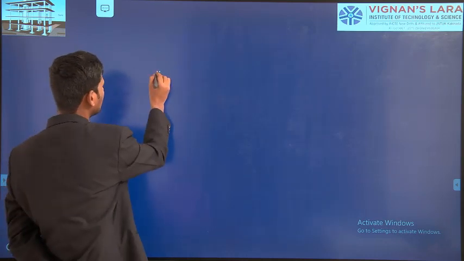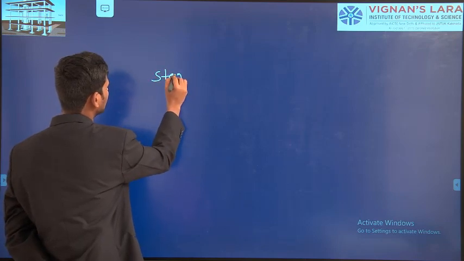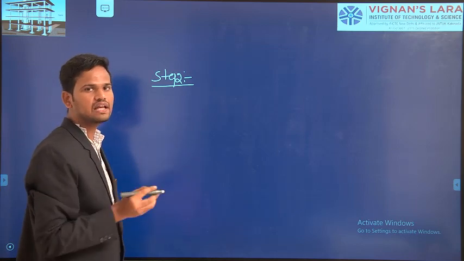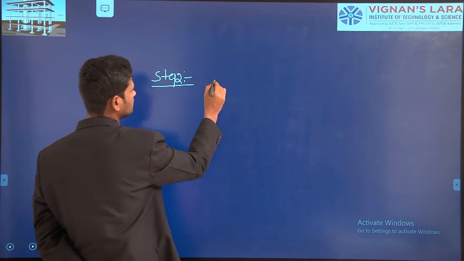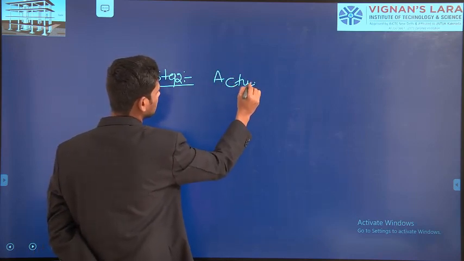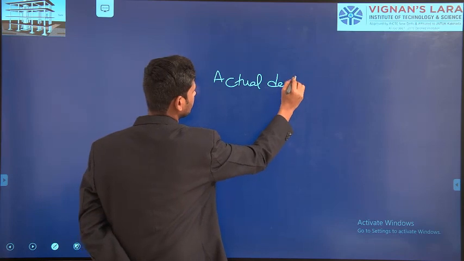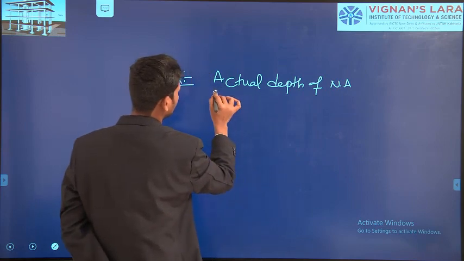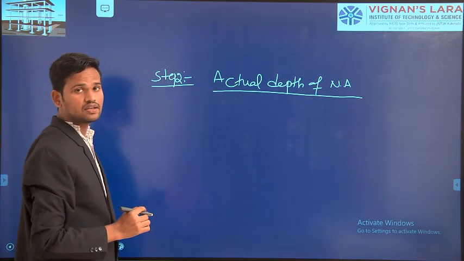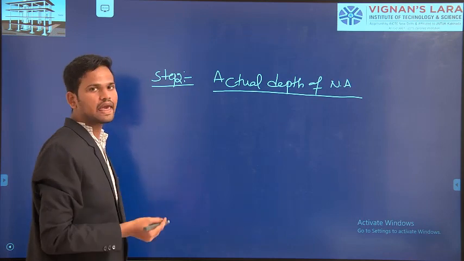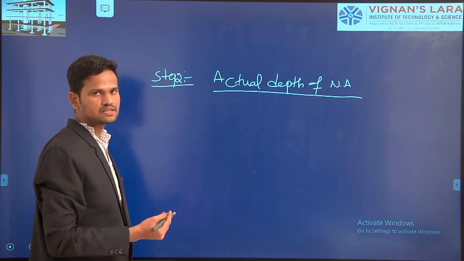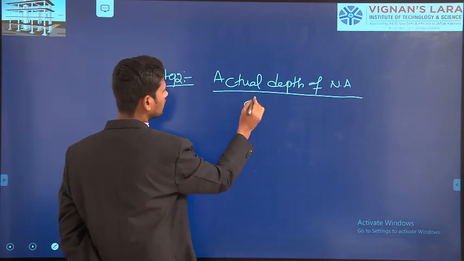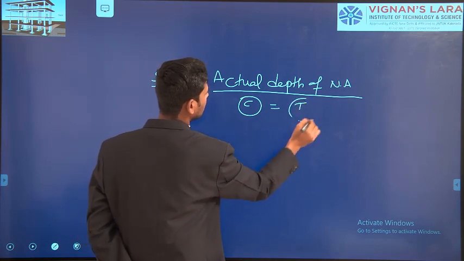In step 2, we have to calculate the actual depth of the neutral axis. How will we calculate the actual depth of the neutral axis? Already we have discussed: total compressive force equals total tensile force.